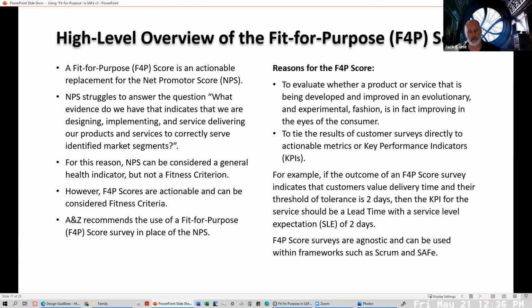The NPS comes from a book called The Ultimate Question. And the ultimate question is, on a scale of 1 through 10, how would you recommend my product, service, et cetera, to a family, friend, coworker? And so a 9 or a 10 is a promoter. A 7 or 8 is neutral, and everything else is a detractor. Typically, you're going to have 10 to 20 promoters to offset one detractor.